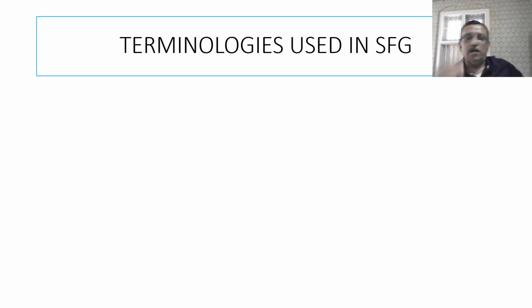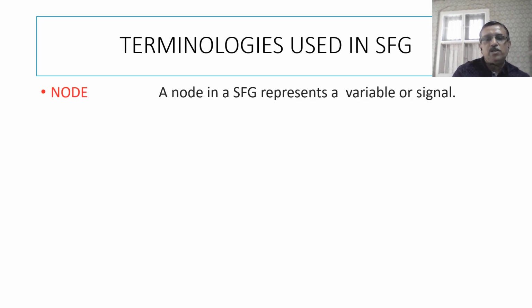So let us look into the major terminology. It's very easy. I'm sure that if you watch this video, you will be able to do any problem in Mason's gain formula. But block diagram reduction, even if you do 10 problems, maybe you may not be able to solve some problem. So study this systematically, it will benefit you. But the point is, you should know some terminologies.